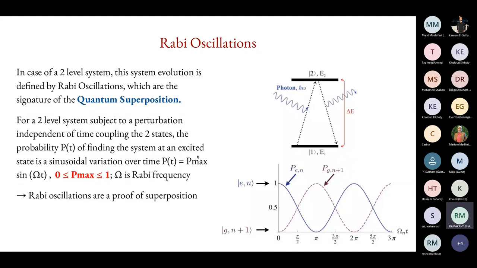P max, of course, is 1 when it is at the excited state. P is 0 when it is in the lower state, and omega is the Rabi frequency. So Rabi oscillations are a proof of superposition.